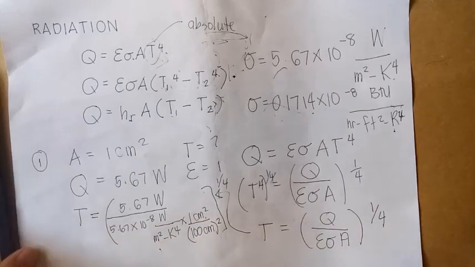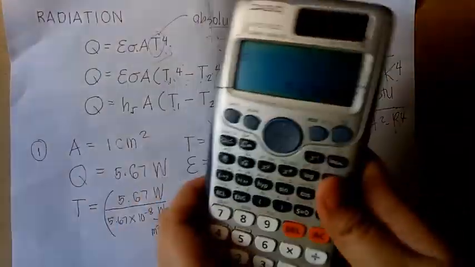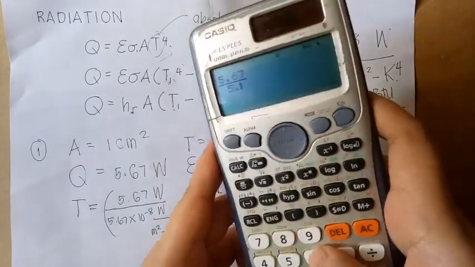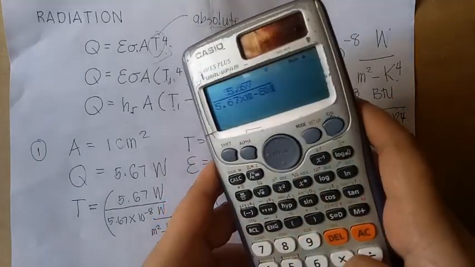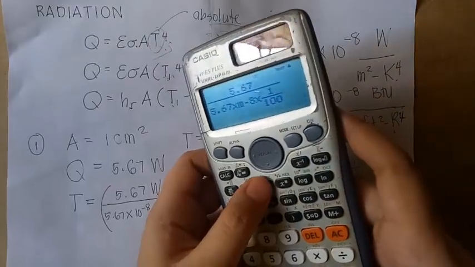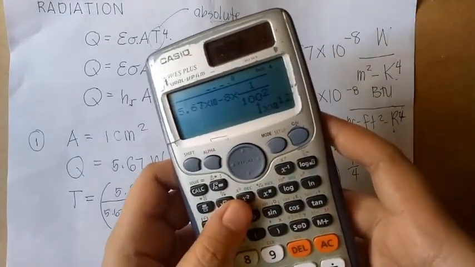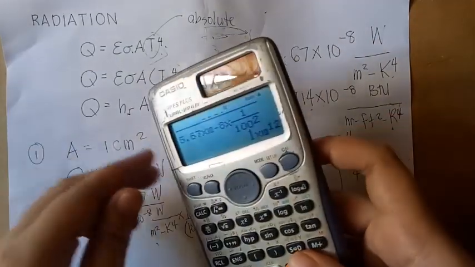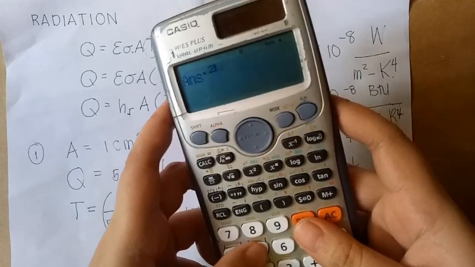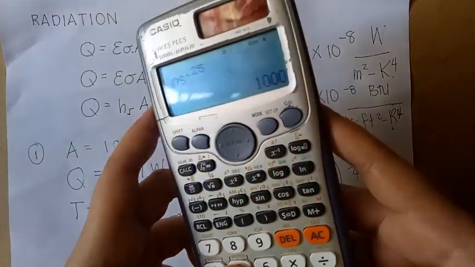Okay. Now, let us solve. Solve ko lang. So, 5.67 divided by 5.67 times 10 raised to negative 8 times 1 over 100, dahil ngayon ay area, naka-square. Press equals. So, 1 times 10 raised to 12. Then, i-raise natin sa 1/4 or 0.25 para makuha natin final answer.